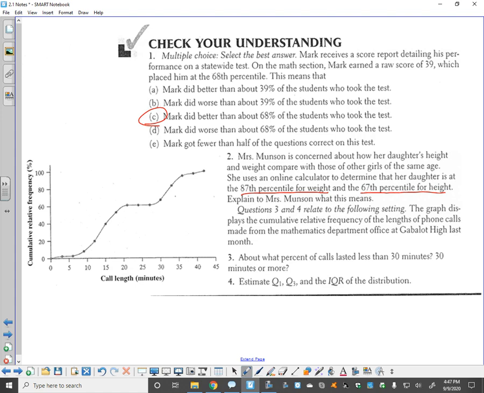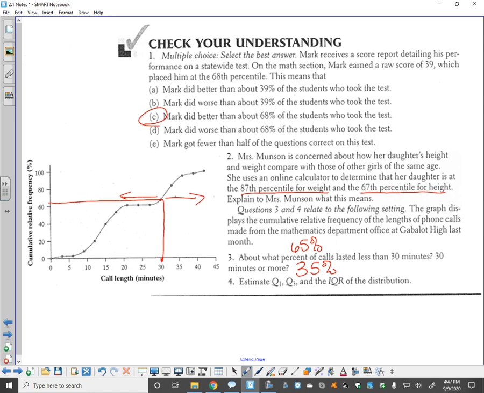Following, the graph displays the cumulative relative frequency of the lengths of phone calls made from the mathematics department's office at Gabalot High School last month. About what percent of calls lasted less than 30 minutes? Call length 30 minutes. Let's see. Maybe 65%. 30 minutes or more would be 35%. So this is less than, and this would be greater than.